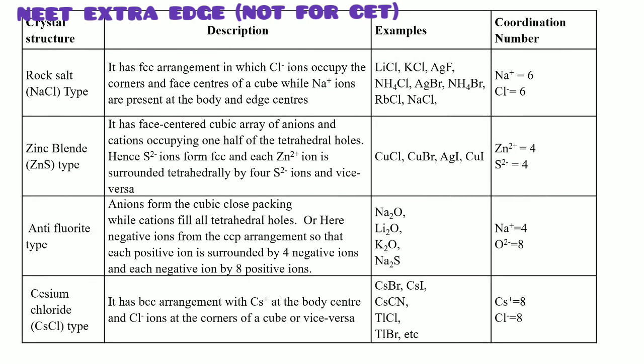Next we will move to NaCl, the rock salt type of structure. Very simple, 1, 2, 3, 4, previous one. 5 structures you have to remember, at least for CET, JEE and NEET. The rock salt type of structure, remember, has an FCC arrangement in which Cl- ions occupy the corners and face centers of the cube, while Na+ ions are present at the body and edge centers.